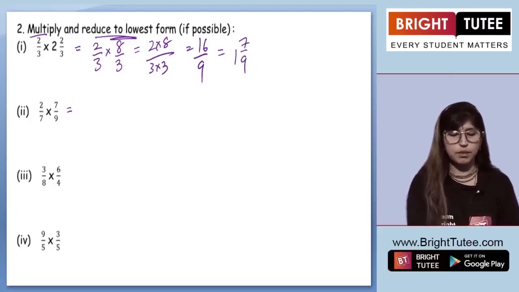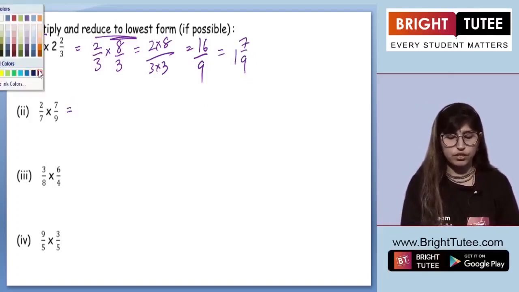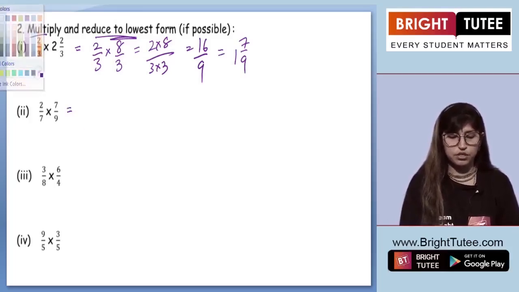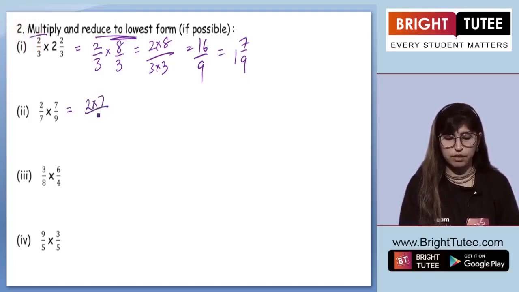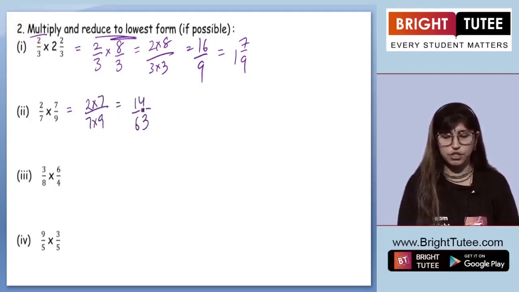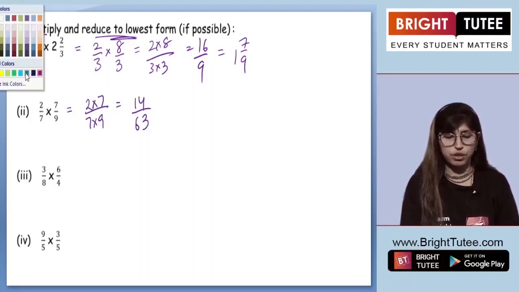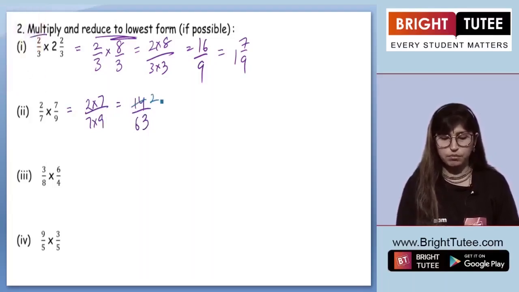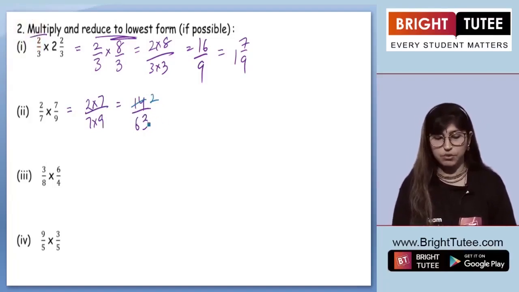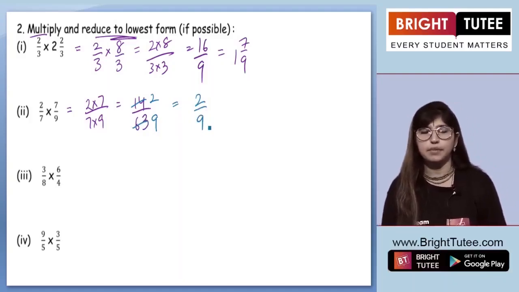Let's move on to the second part. Now to lower it down, we will be multiplying it first. So 2 times 7 by 7 times 9. So it is 14 by 63. To convert it to the lowest form, we will make it a simplified version. 7 times 2 is 14, 7 times 9 is 63. So we can write 2 by 9.